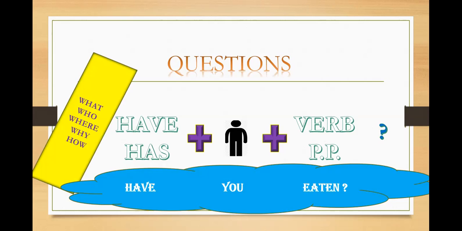Now, I omitted the WH question word when. Why didn't I put when? Because, well, if we use the question word when, we would need a specific time. When have you eaten? That would be contradictory because then we would be talking about a specific point in the past. It doesn't make sense.